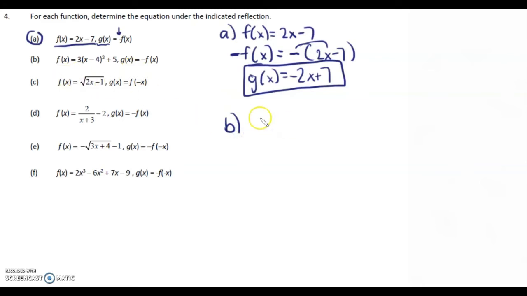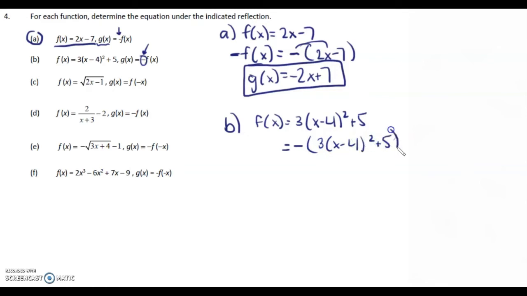Okay, for B, we have f(x) = 3(x - 4)² + 5. Again, we want to find the equation where we reflect f(x) in the x-axis. So we're going to put a negative sign in front of the entire equation and then write it out. This here is actually one term because they're multiplied. So when we distribute this in and find g(x), we're going to get -3(x - 4)², and then this distributes onto the 5 to create -5.